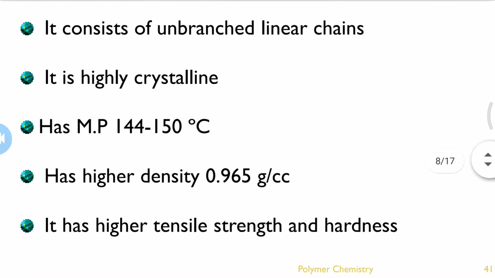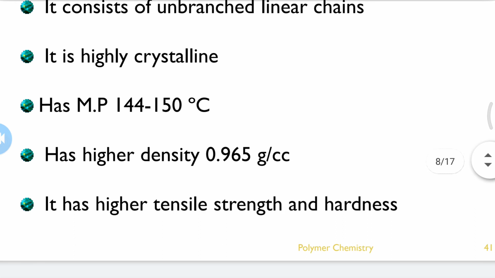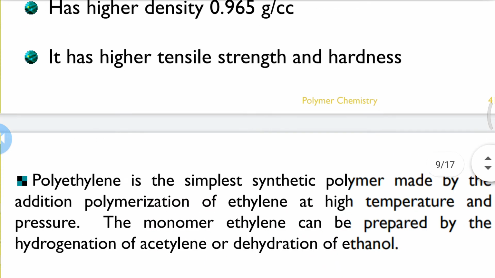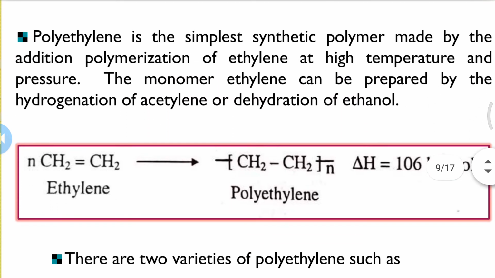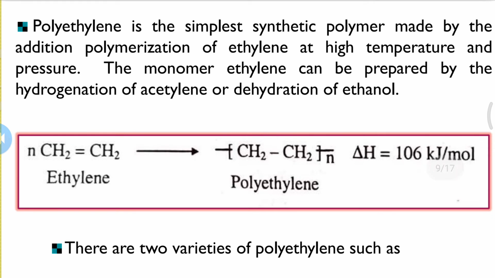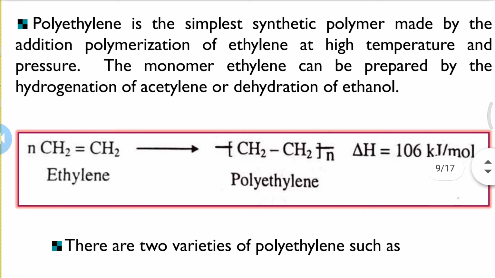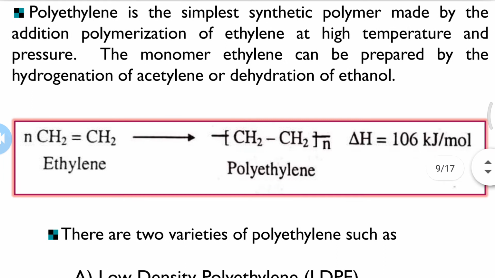Polyethylene has a higher density, like 0.965 gram per cubic cm, and it has higher tensile strength and hardness. Now, the preparation methods for polyethylene. Polyethylene is the simplest synthetic polymer, made by addition polymerization of ethylene at high temperature and high pressure.